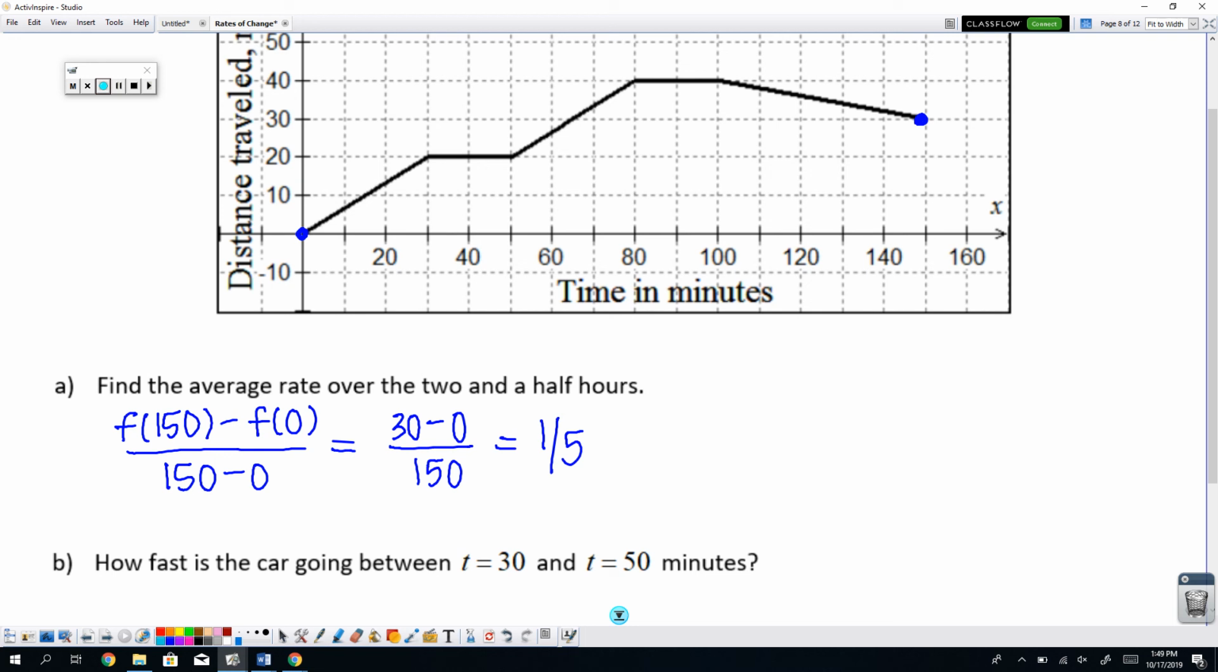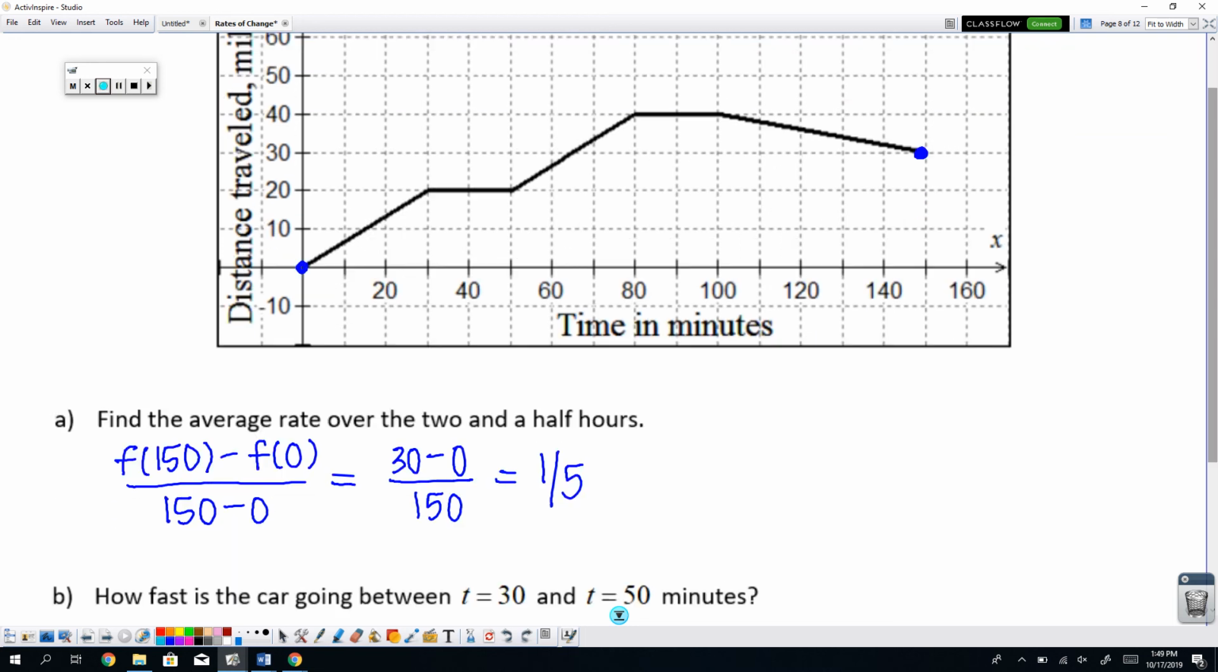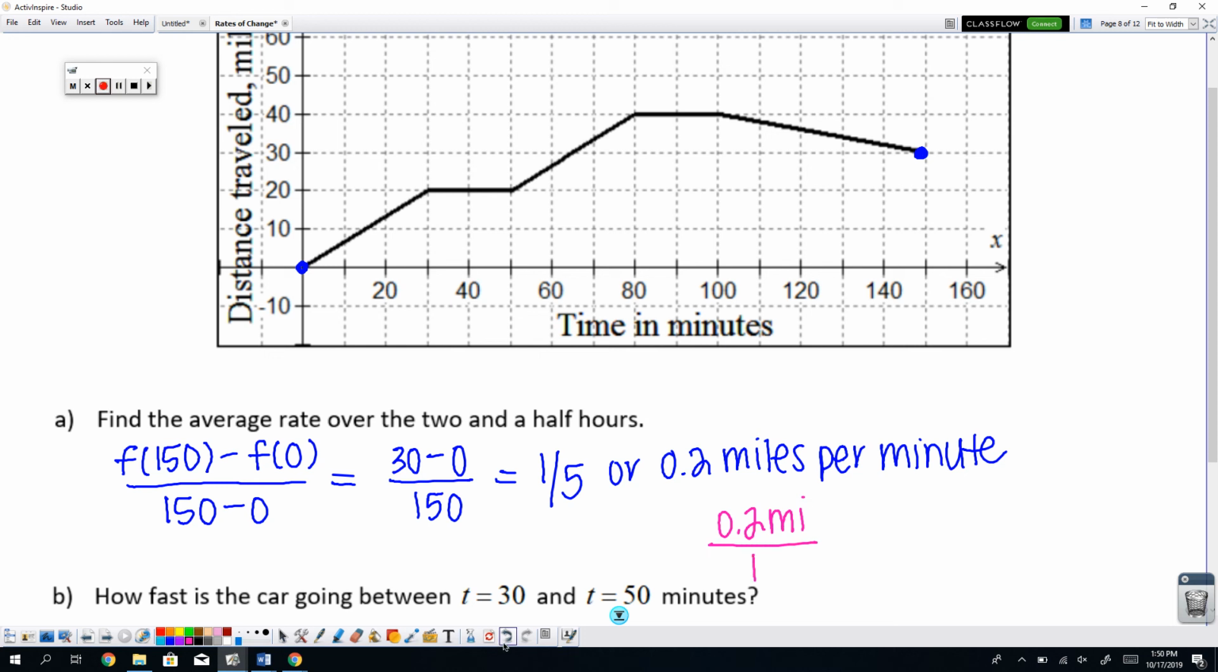And that would be 1/5 in our distance, it looks like, per minute, miles per minute. Or you could say 0.2 miles per minute. Okay? Now I know we don't usually talk in miles per minute, so if you wanted to convert that to miles per hour, you could. We'll do that later, but I'll show you now. So we have 0.2 miles for 1 minute, or we could keep it as 1/5. Let's do that. That'll be easier.